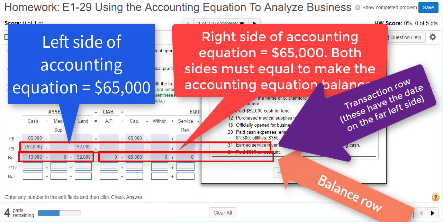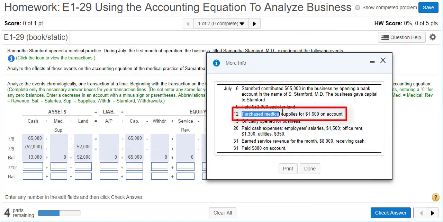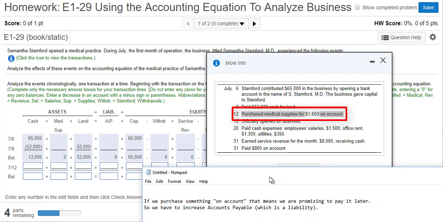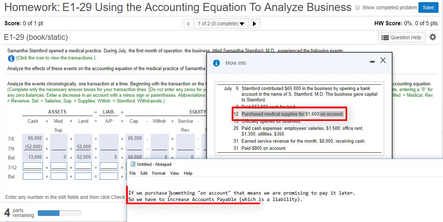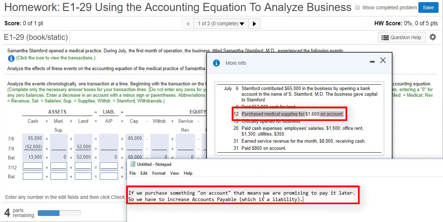Now we are on 7/12. 7/12, purchase medical supplies for $1,600 on account. So let's talk about what buying something on account means. And here's my note on this. If we purchase something on account, that means we are promising to pay for it later. So we have to increase accounts payable, which is a liability. We have to show that we owe money.